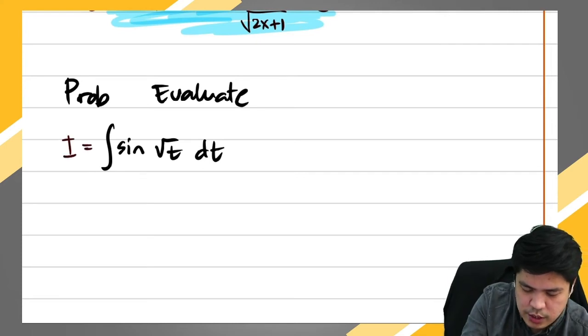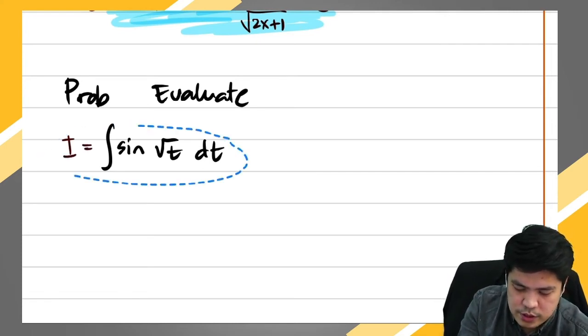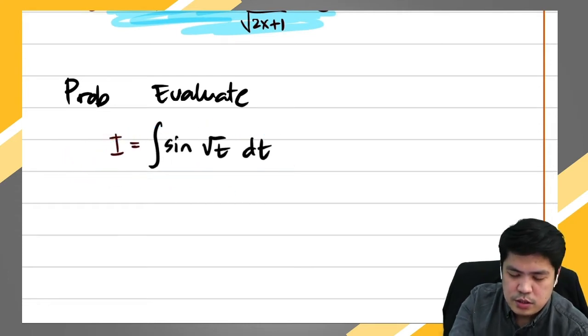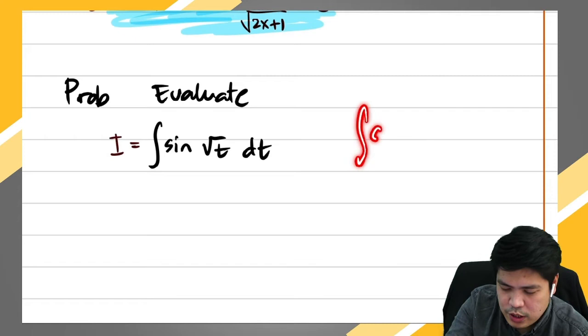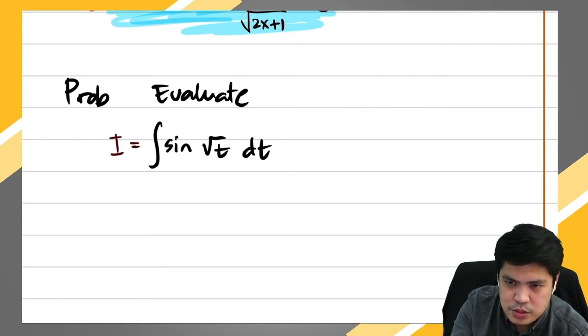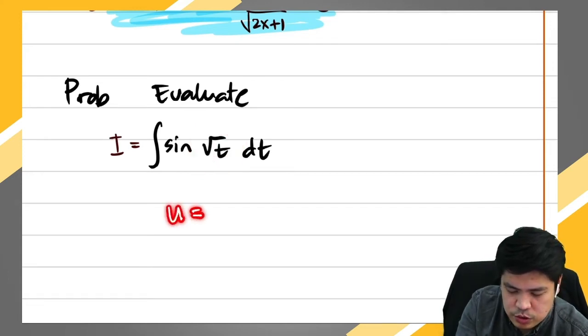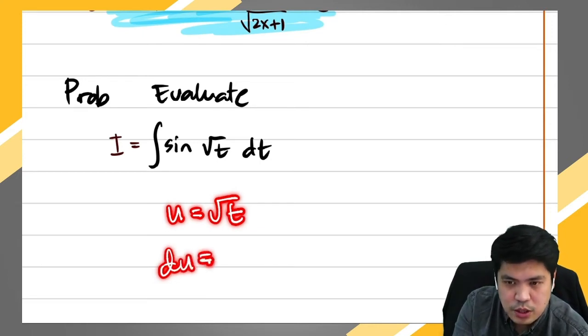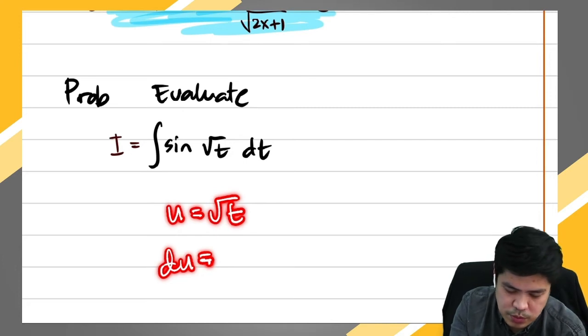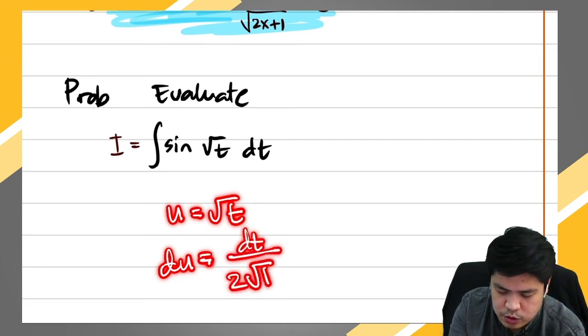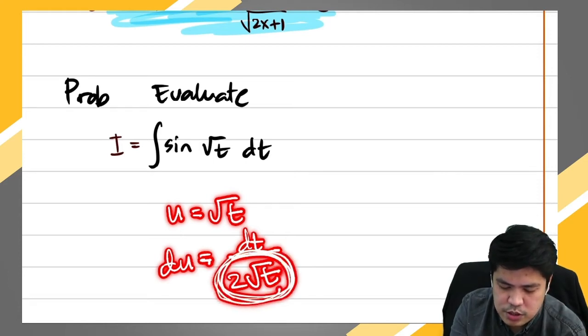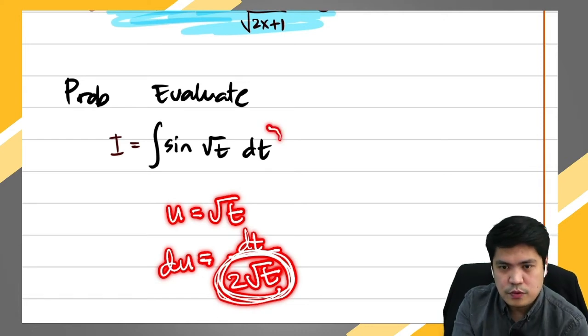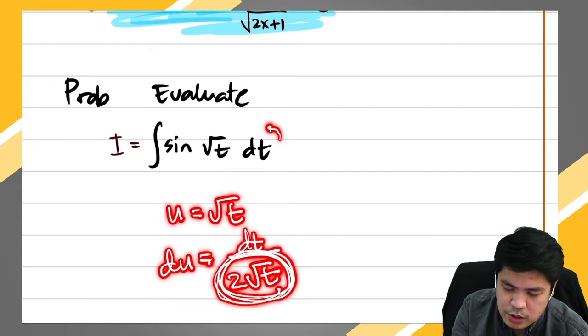Let's take this as I. I is equal to the integral of sine square root of t dt. Remember, we have a formula for the integral of sine u du, right? But what is complicated in this problem is this: if our u is equal to square root of t, then du should contain the variable t, because this is dt over 2 square root of t, if you recall. But we don't have any other variable containing this, that resembles another factor of the integral. So therefore, we cannot apply the formula directly.